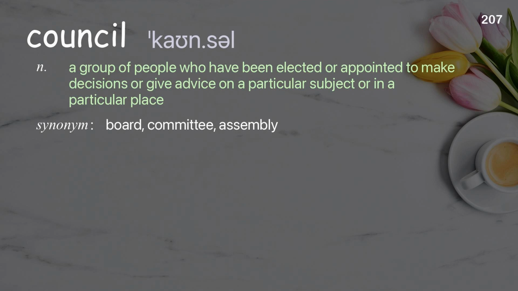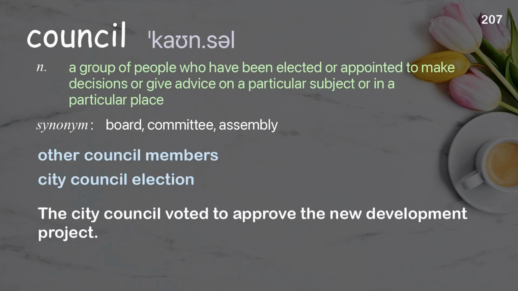Council. A group of people who have been elected or appointed to make decisions or give advice on a particular subject or in a particular place. Examples: other council members. City council election. The city council voted to approve the new development project.